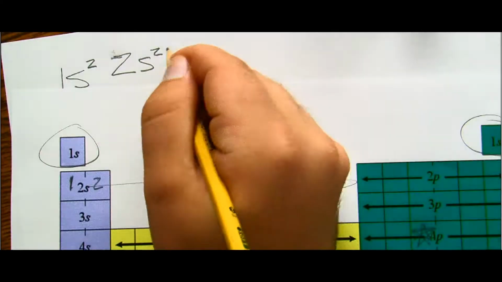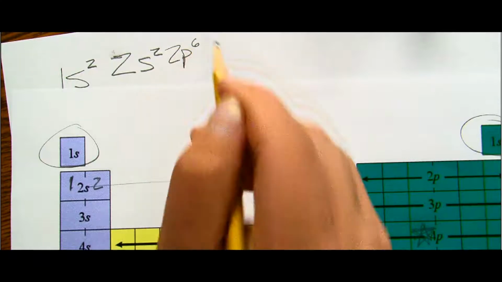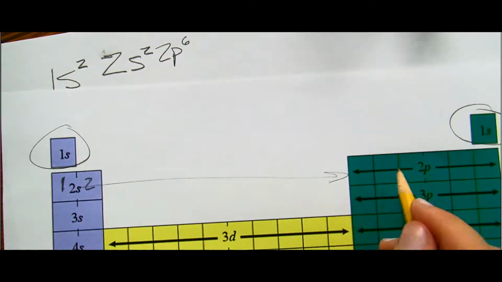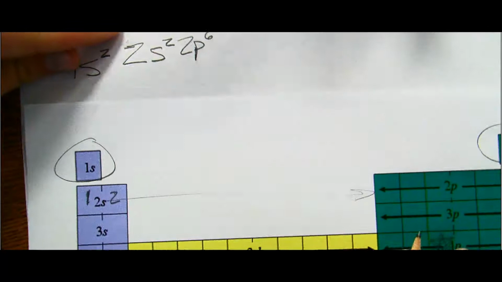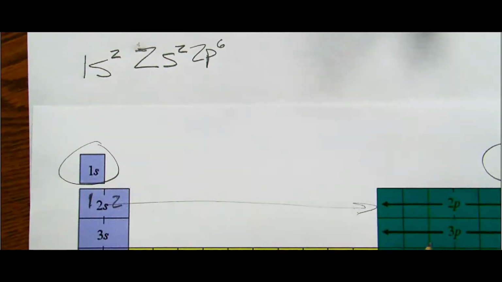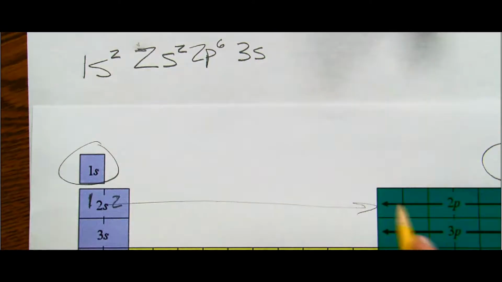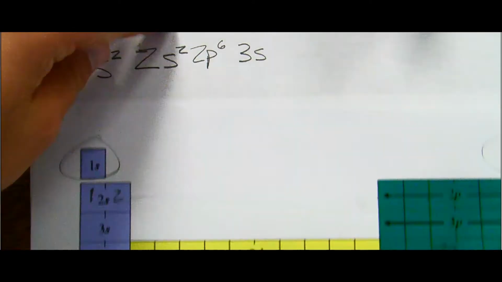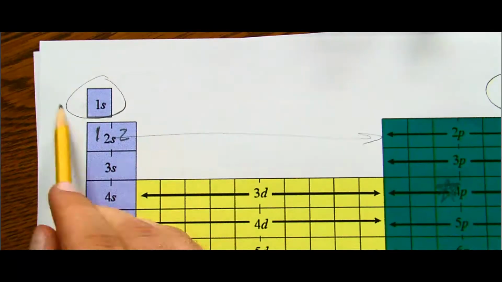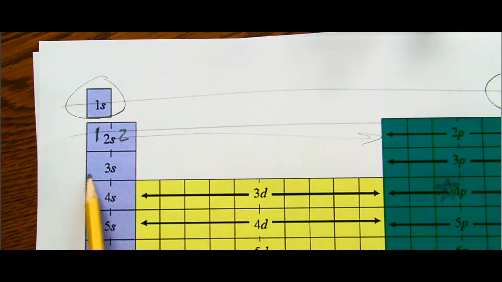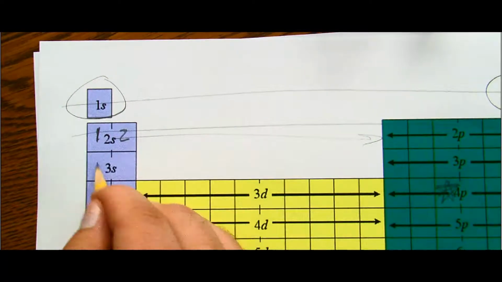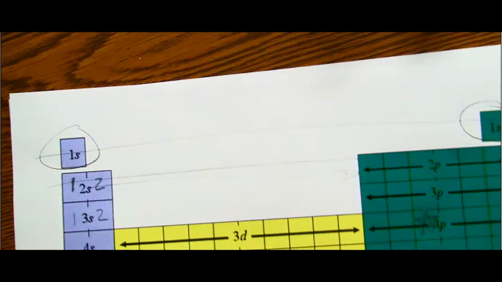Okay. So after my 2s, what comes next? 2p. How many are in the 2p? 6. Okay. After the 2p comes 3s. How many are in the 3s? I'm just going down the column here, right? Just going straight across. Now I'm at 3s. There are 2. Very good. 1, 2. So I'm going to write 3s2.